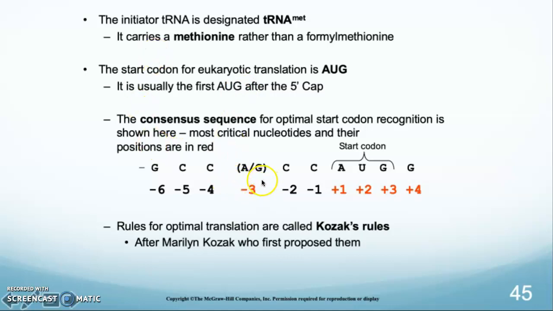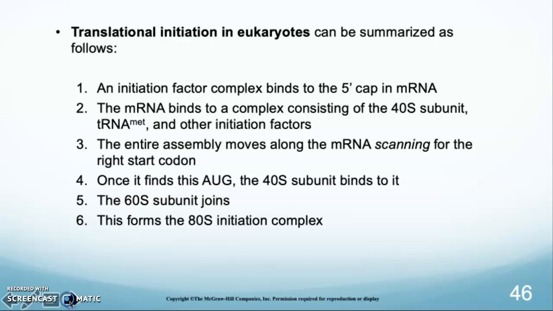This is just showing the consensus sequence upstream from that start codon. And these can play a role in that start codon being recognized kind of optimally. The most critical nucleotides have their positions in red. So you can see here at the upstream of -3, we have our start codon, and then the one after the start codon. The rules for this are actually called the Kozak's rules, and this is after Marilyn Kozak, who proposed that this generally is what we see in the most optimum conditions for translation.